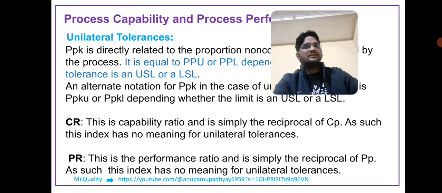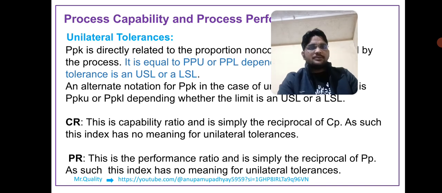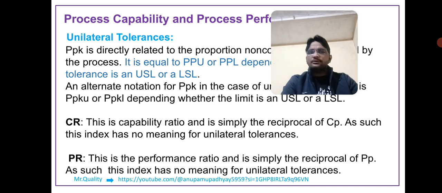In case of PPU, you can use PPKU, or in case of PPL, you can use PPKL. CR is the capability ratio. It is simply the reciprocal of CP. Process capability reciprocal is known as CR. And PR is the performance ratio, simply the reciprocal of PP.